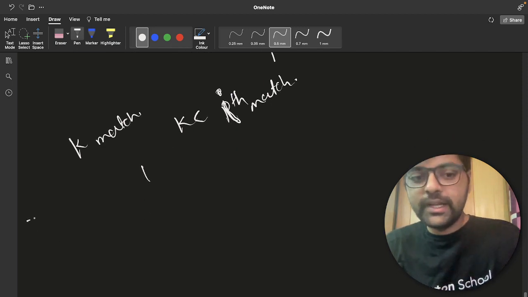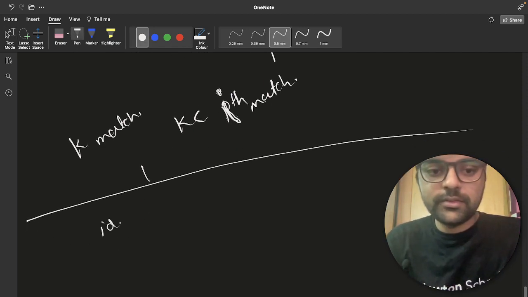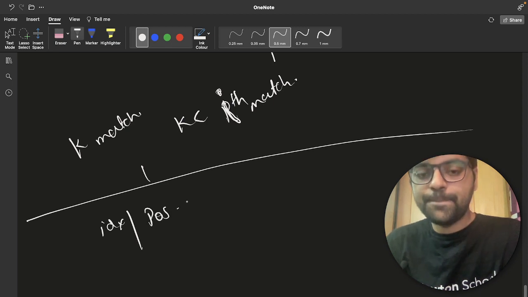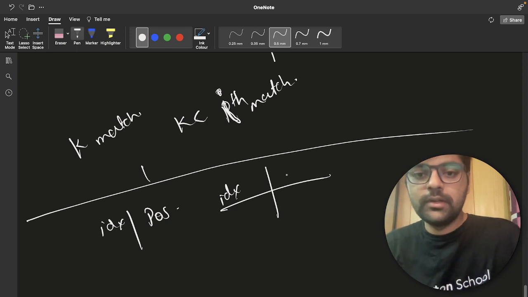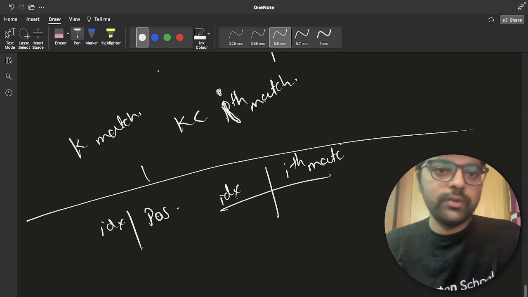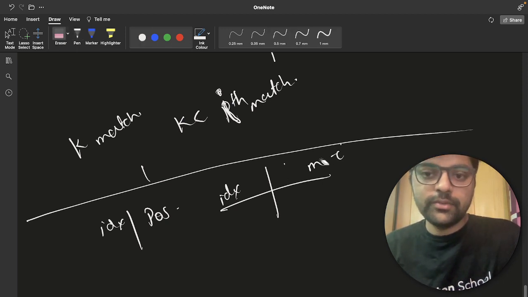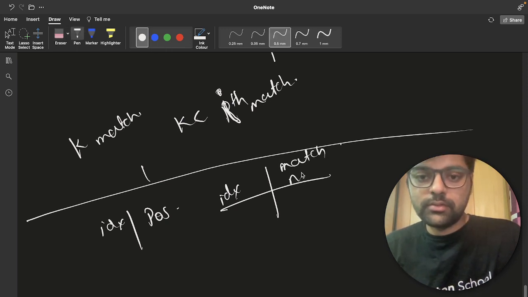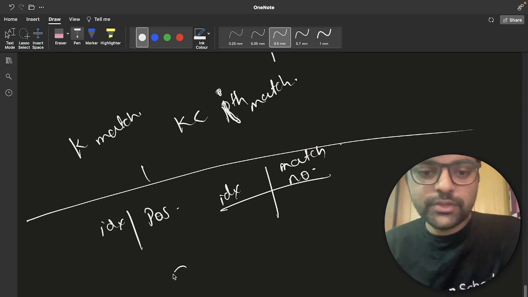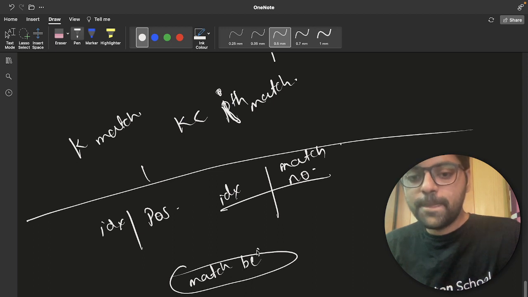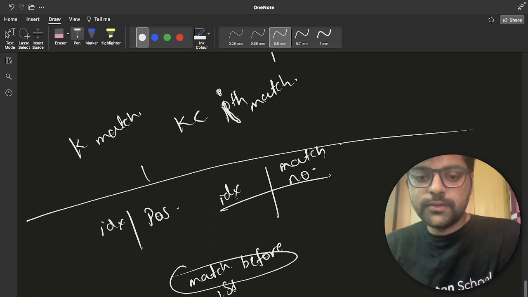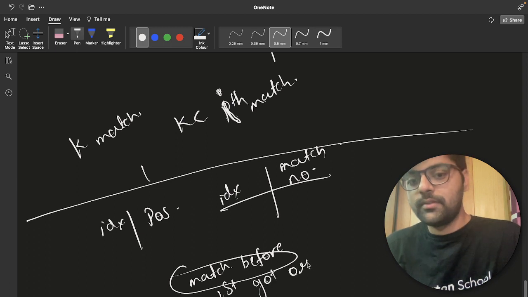So what we have maintained: first, the index position; second, the index and who won the ith match, or you can say the match number, the ith index to match number winner, right? Third, we must know how many matches before he first got his original position.